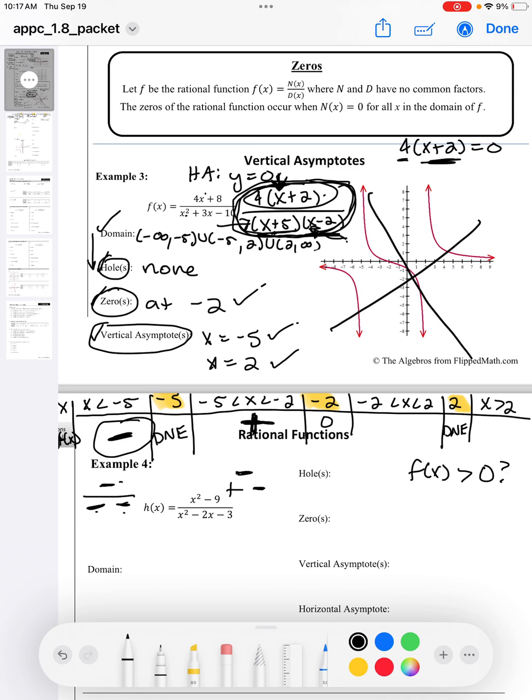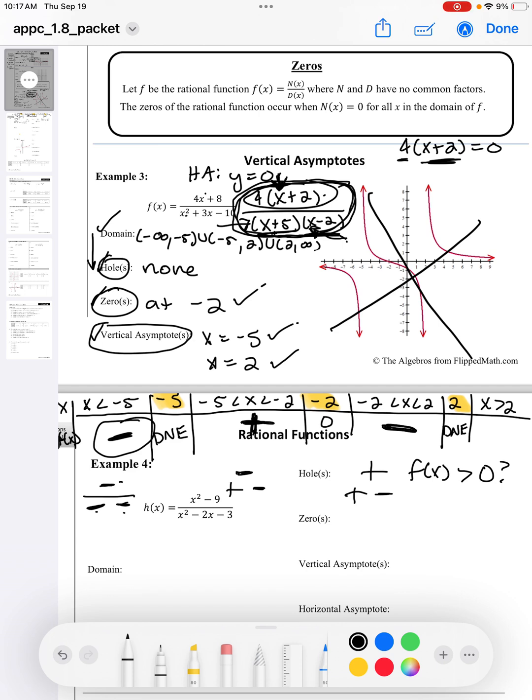Let's take a number between -2 and 2, like 0. 0 up top would give me a positive. 0 on the bottom left would give me a positive. 0 on the bottom right would give me a negative. 2 positives and a negative would give me a negative.